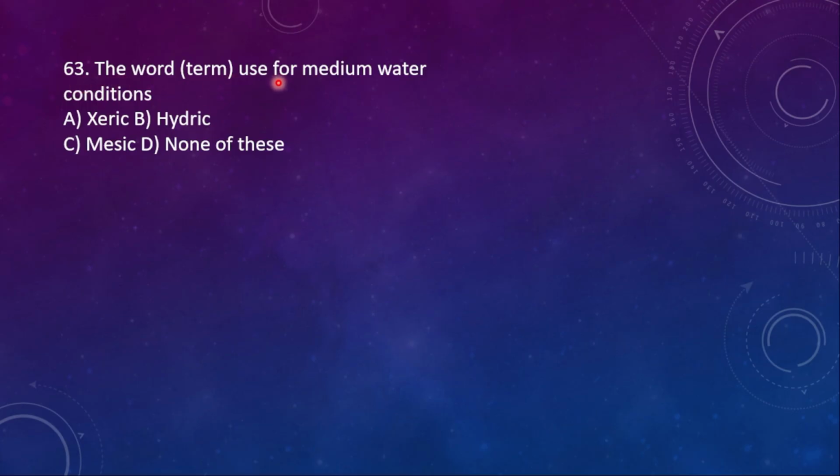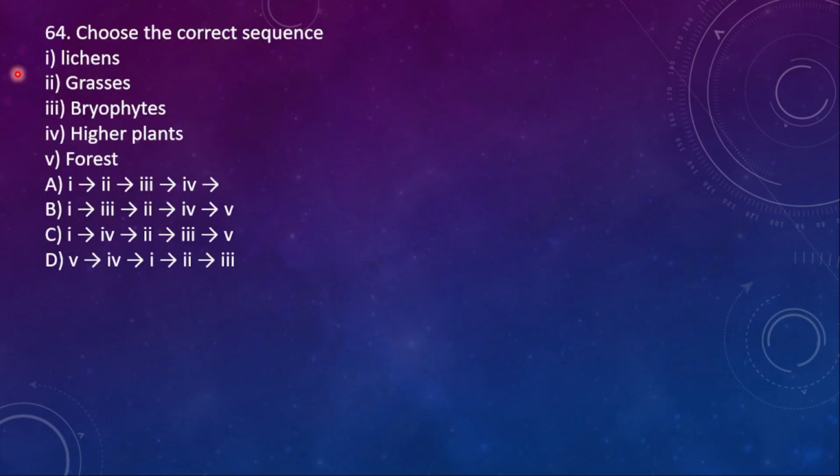63. The word used for medium water condition. A. Xeric, hydric, mesic, none of these. Option C is right. Choose the correct sequence. 1. Lichens, grasses, bryophytes, higher plants, and forest. Here the right option is B. 1, 3, 2, 4, and then 5.